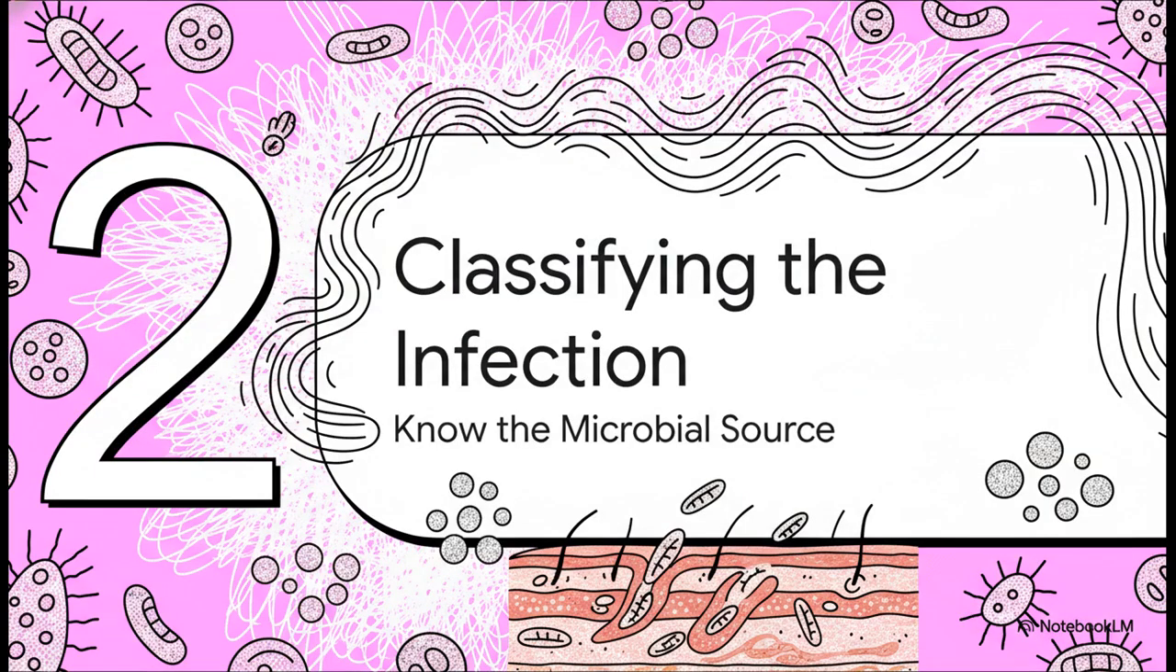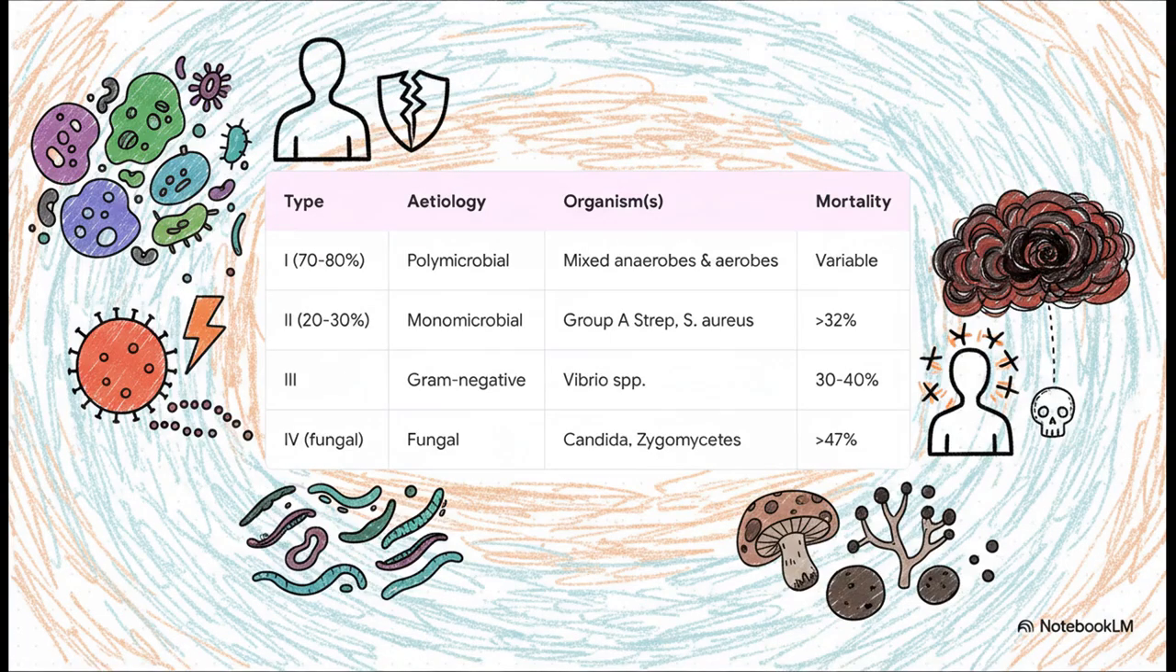Okay, so let's move on to classifying the infection. Because you see, not all necrotizing fasciitis is created equal, and knowing the bug behind it has some pretty big implications for treatment. Now, this table breaks it all down for us. You can see 4 main types. For your exams, you're really going to want to focus on types 1 and 2. They're the most common ones you'll see.